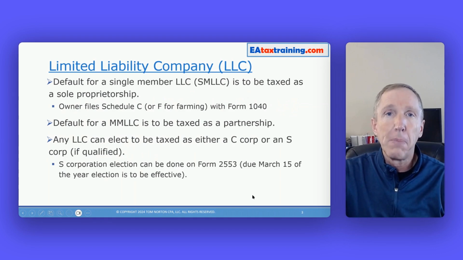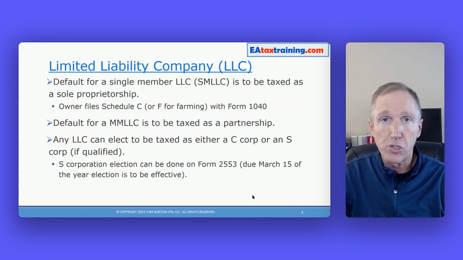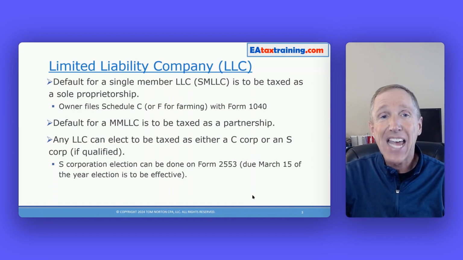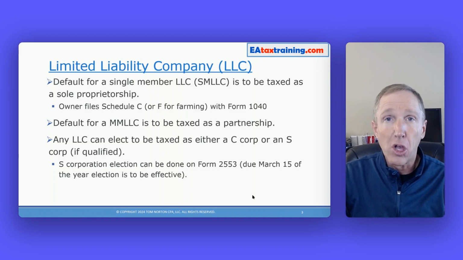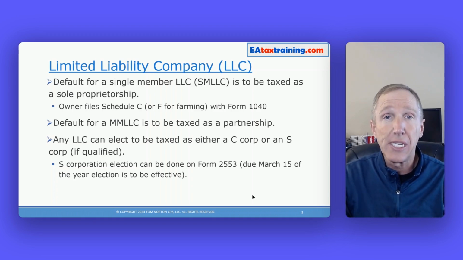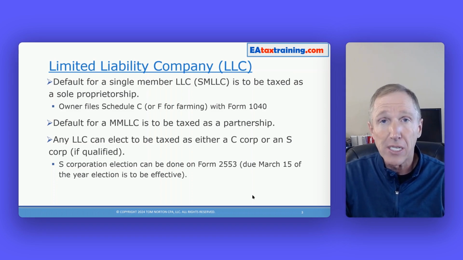So for a single member LLC, in other words, if there's just one owner, we sometimes call that an SMLLC, the default is that that is taxed as a sole proprietorship, which means you put the profit and loss from the business on Schedule C of your Form 1040. So there's no separate tax return you have to do. You just add this Schedule C to your regular tax return.